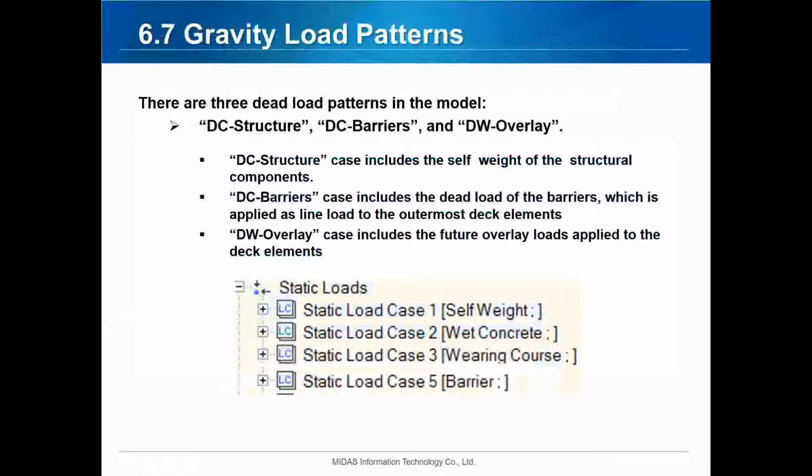And moving on to the gravity load patterns. For this bridge, we had basically 3 load patterns in the model. The DC of the structure, the DC of the barriers, and the DW for the wearing surface. So in this case, the DC of the structure included the self-weight of the components. The DC of the barriers included just the barriers, and that was applied as a line load to the outermost deck elements. And then we had our overlay, which we applied to the deck elements as well.